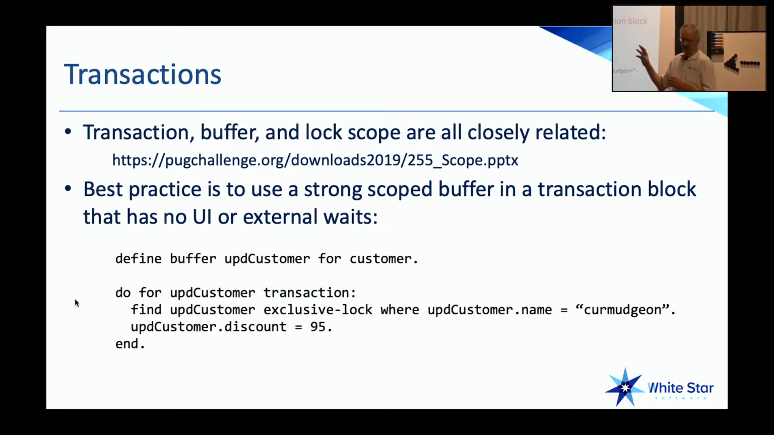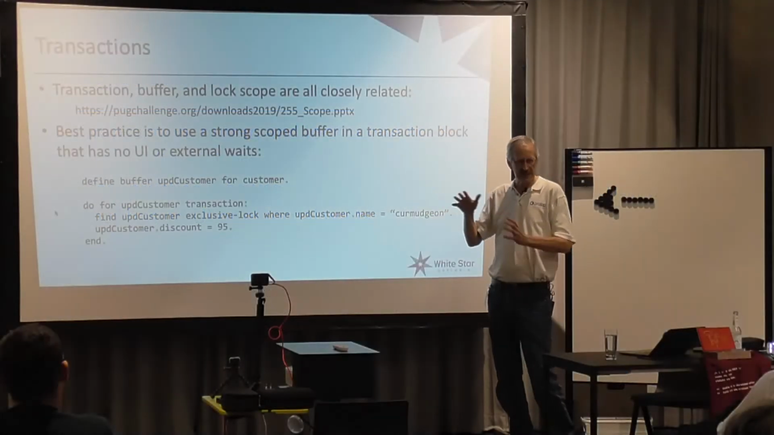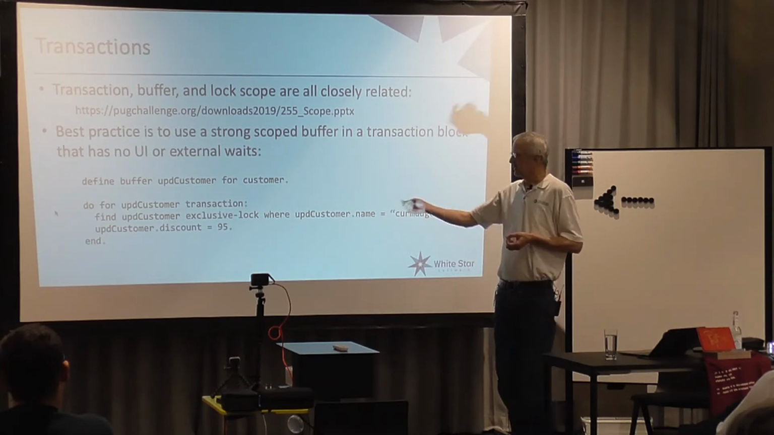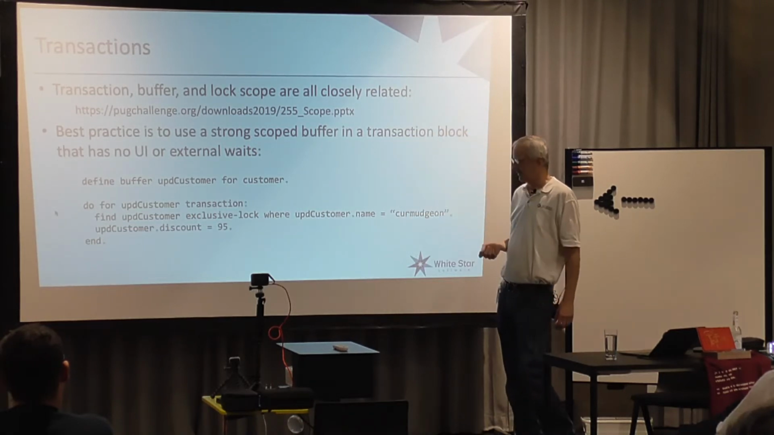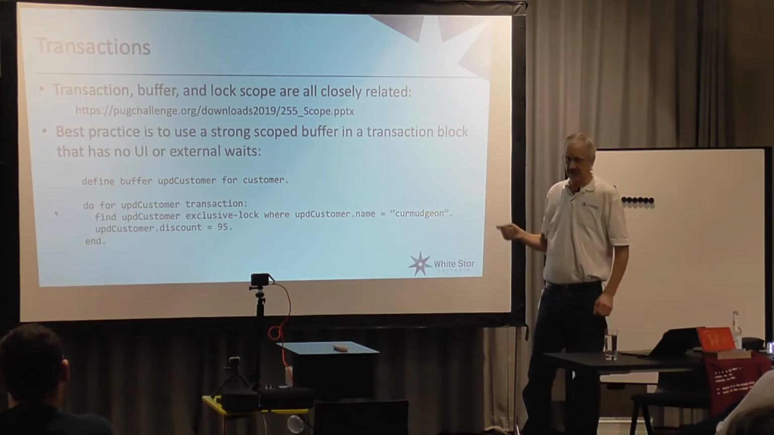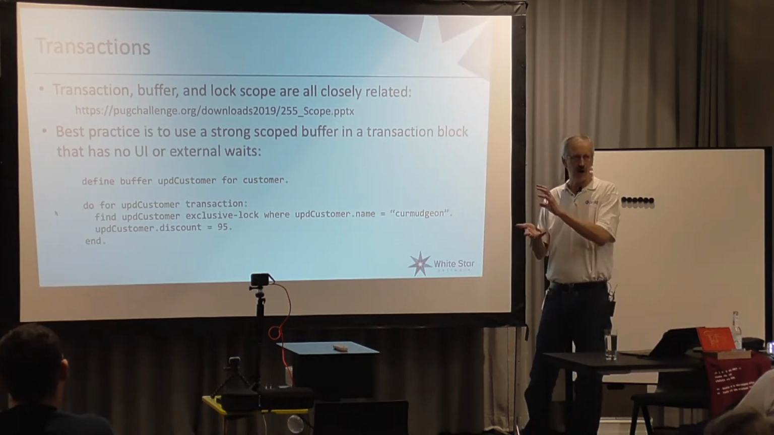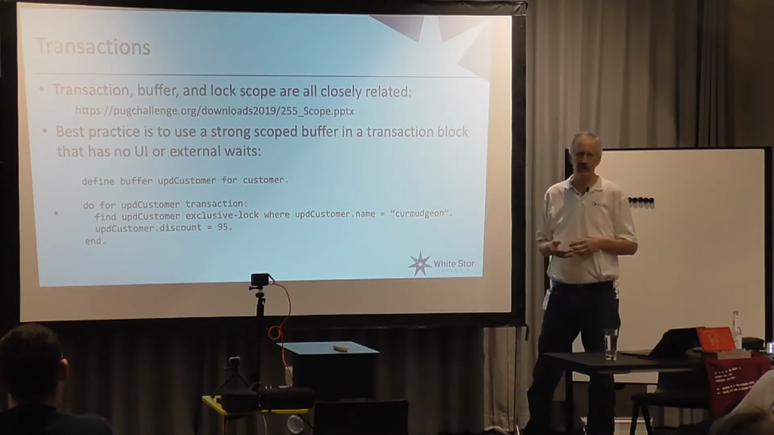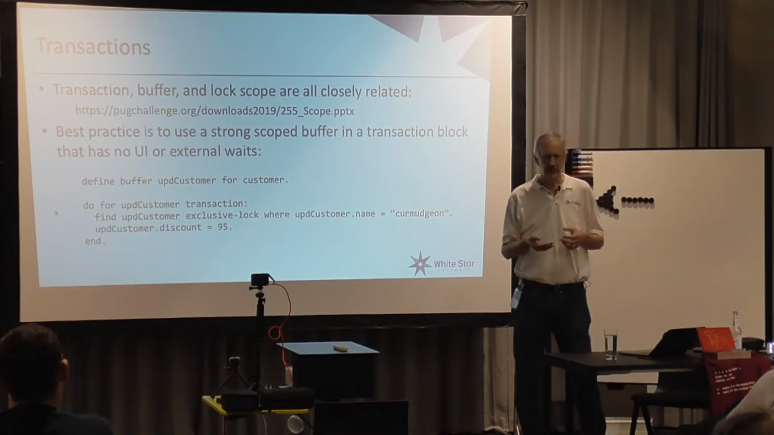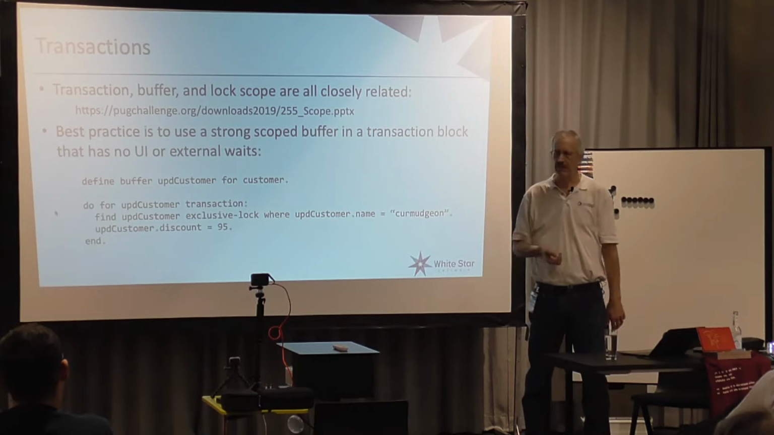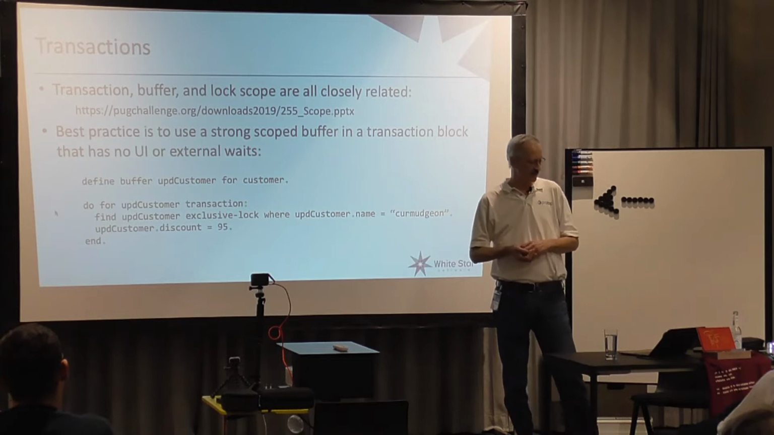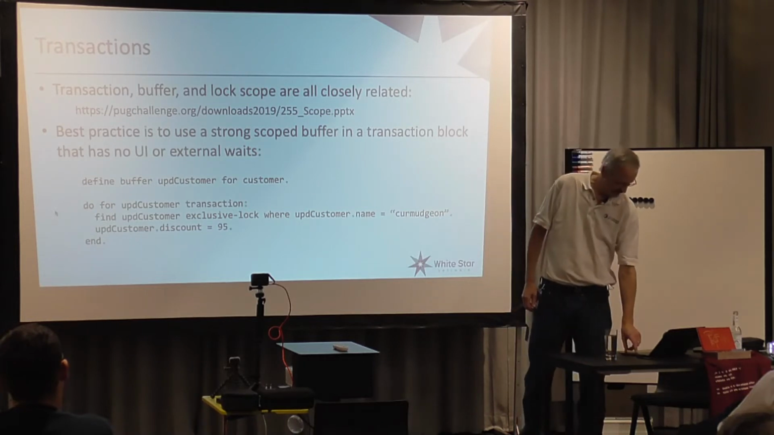But the best practice, it all boils down to, is to use a strong scoped buffer and to keep it very, very small. So you do something like DO FOR UPD-CUSTOMER TRANSACTION, you find it with an exclusive lock, given a particular name, and then you make your change and you END. And that way your transaction, your record, and your lock are all very tightly coupled together. They don't expand out beyond where you expect them to be, and you're not leaking locks into the rest of the application and blocking other users. That's really important. But if you need more detail on that, download that presentation, take a look at that, and get some more info there.